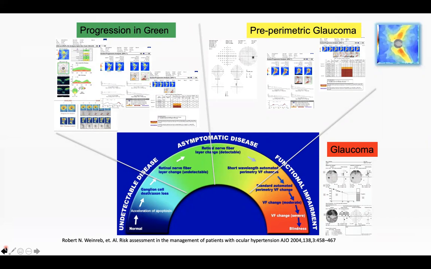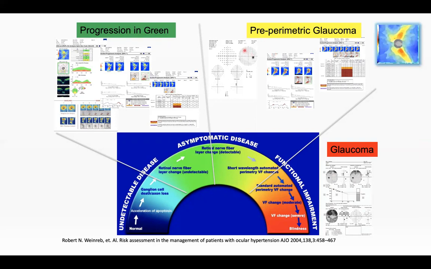This is Dr. Weinreb's classic glaucoma continuum diagram. It's not a nice analogy. We don't like to compare anything with cancer, but glaucoma for me is the stage of metastatic disease, this stage, when it's too late for modern glaucoma practices. Then we have the pre-parametric glaucoma, which I think is the local disease stage.